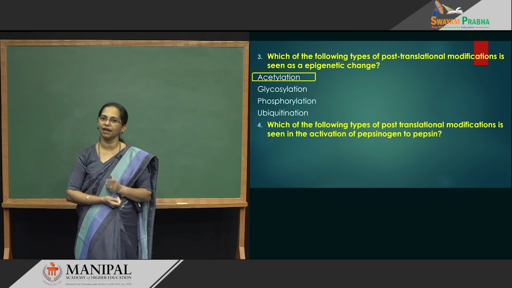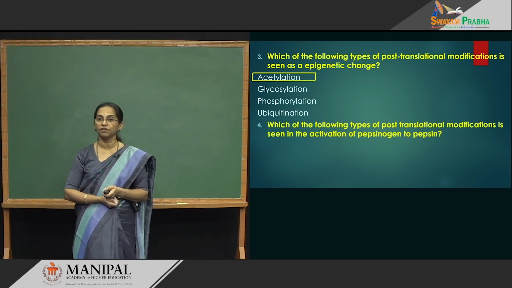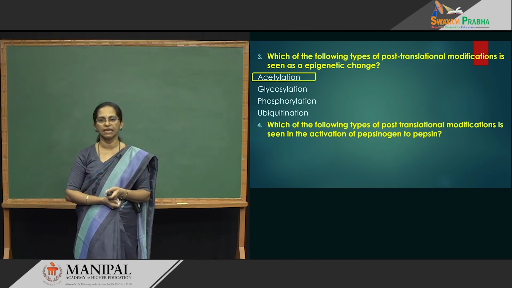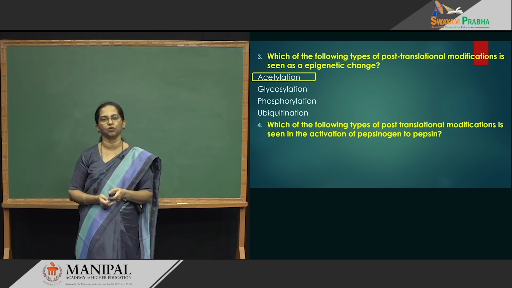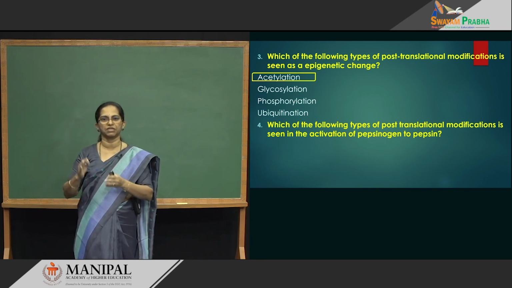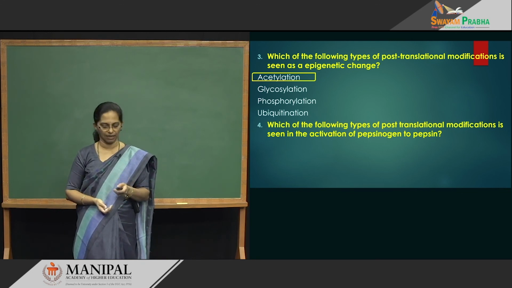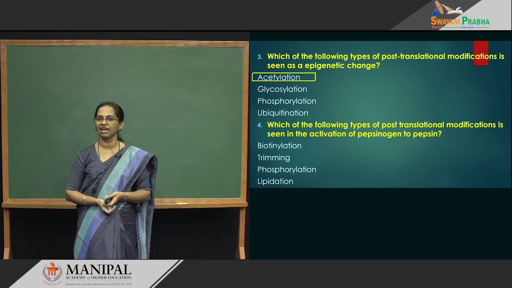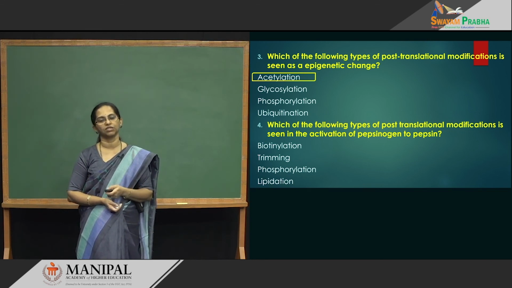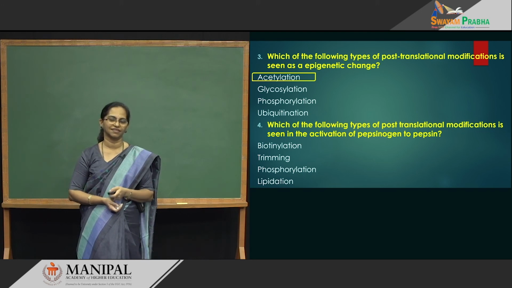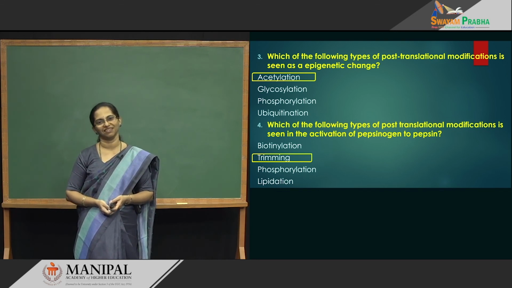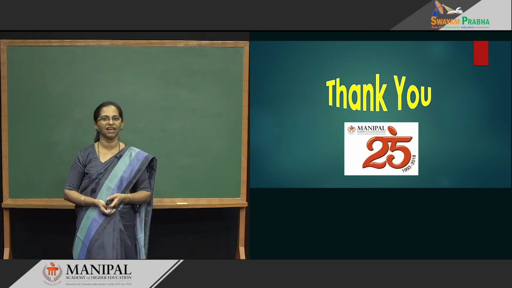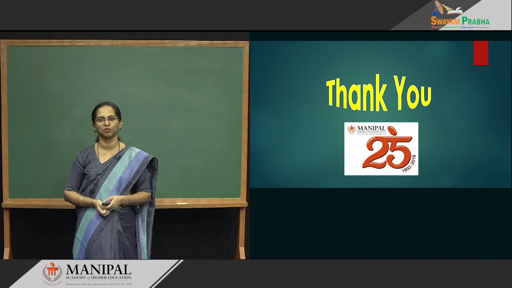And then finally, one last question: which of the following types of PTM is seen in the activation of pepsinogen to pepsin? I told you this was the first one I told you. Pepsinogen, you make it pepsin when food arrives. Which was the type? Was it biotinylation? Was it trimming? Was it phosphorylation? Or was it lipidation? Yes, the answer is trimming. You trimmed it and made it the pepsin. Fine. That is all I have for you today about PTM of proteins. Thank you.